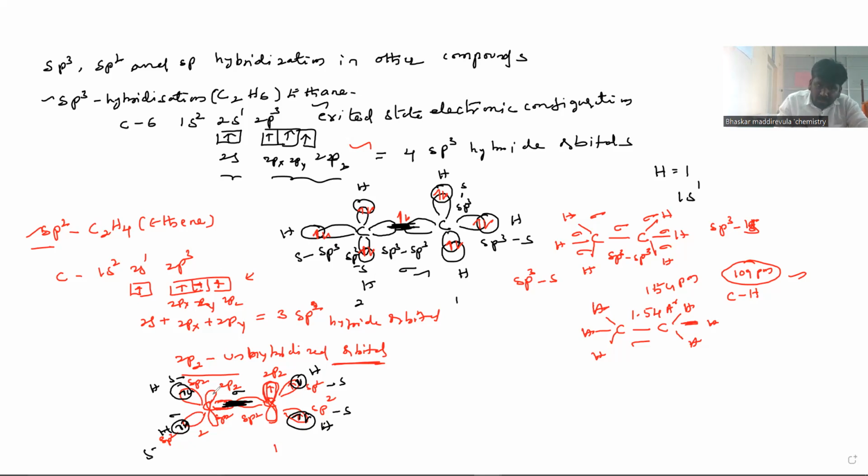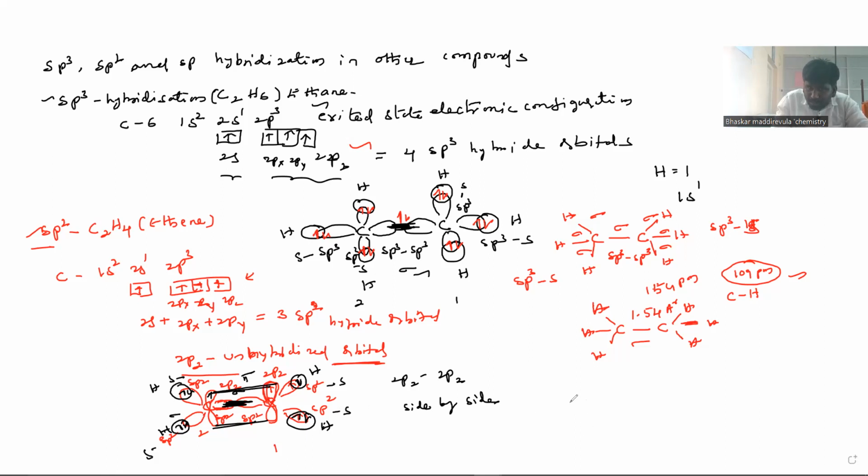Now, in the same way, there is one unhybridized orbital there, which also has an unpaired electron. So this unhybridized 2pz orbital will overlap side by side. The 2pz and 2pz of the other carbon will overlap side by side and give a pi bond. This is how bonding happens in the ethene molecule when the central atom possesses sp2 hybridization.